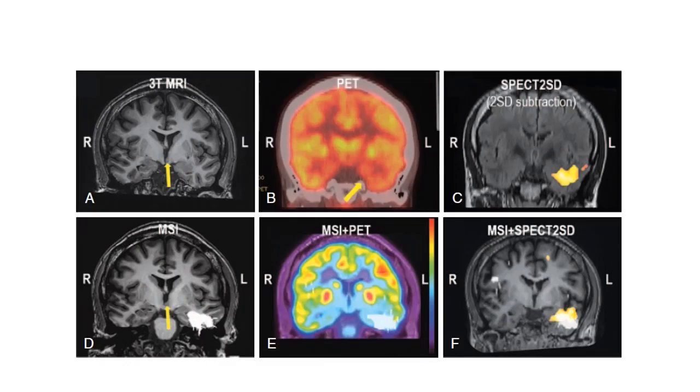This is an example of a patient where we've looked at multimodal MSI integration for his medically resistant epilepsy. You can see in panel A the MRI, in panel B the PET results, C the SPECT results, D the MSI results, E the MSI and the PET overlaid, and F the MSI and the SPECT overlaid. This is a 21-year-old right-handed male who started to experience seizures at age 9 that often began with a tickle in the back of his throat and laughing or giggling.